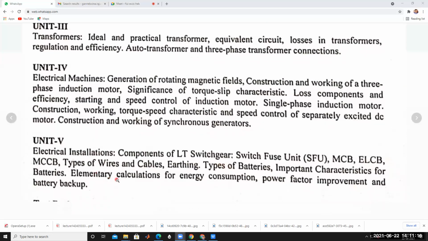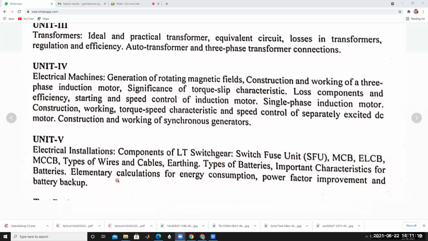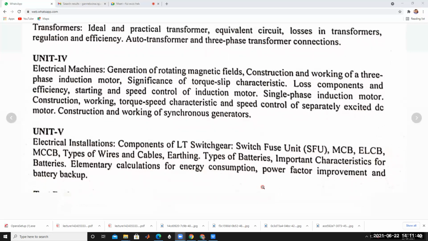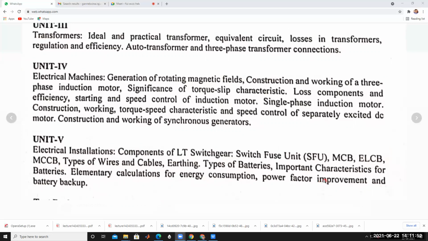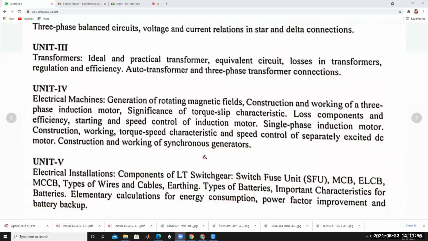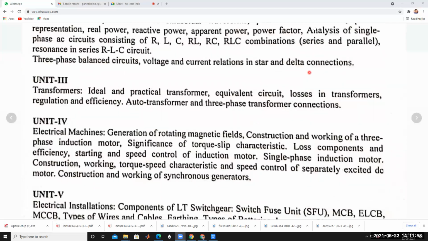Then next, elementary calculations for energy consumption. That means how much energy is consumed in a day, in a week, or in a month. How much energy is consumed in a month, or in a year, can be calculated in this topic. Then power factor improvement and battery backup. There are different methods of power factor improvement. How to improve the power factor? By using capacitors, by using condensers. These are the different concepts, and battery backup also. So this is the 5th unit concept. Understood?